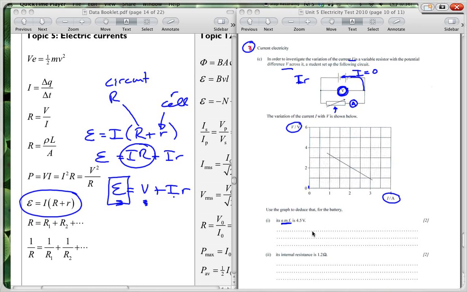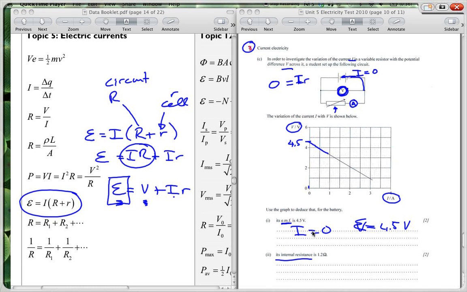So when your I is equal to 0, this is equal to 0, and therefore your V is equal to the EMF, or the maximum energy that can be provided by the cell. So all I've got to do is extend this line up like that, and you can read that off, and that's 4.5. So you need to state that the EMF, this is when your I is equal to 0. It's basically your vertical intercept. Extend that line, V is equal to 4.5. The EMF is equal to 4.5 volts.